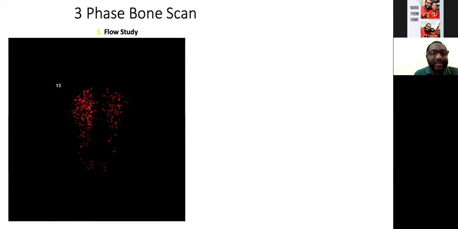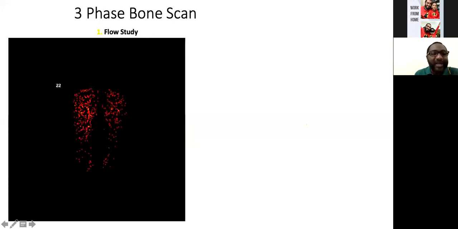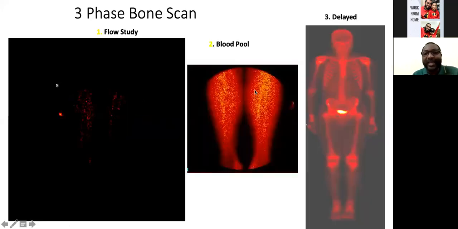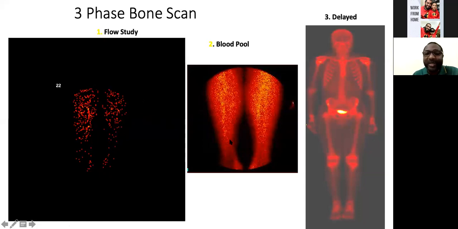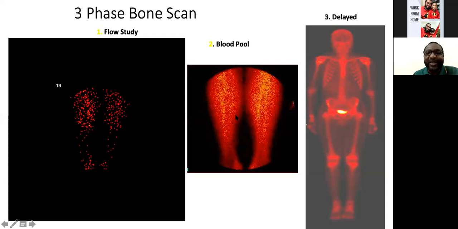For delayed images or for the whole body scan images, the patient is injected with the radiopharmaceutical. The patient waits for about 3 hours, because it takes about 3 hours for the radiopharmaceutical to localize in the skeleton. But in the three-phase bone scan, you are injecting the patient while the patient is on the table. So that permits you to see the vascular phase. And the next phase that you see, which is from 5 minutes usually, is the tissue phase. So at this point, the radiopharmaceutical has left the vascular compartment. It is now in the tissue phase.